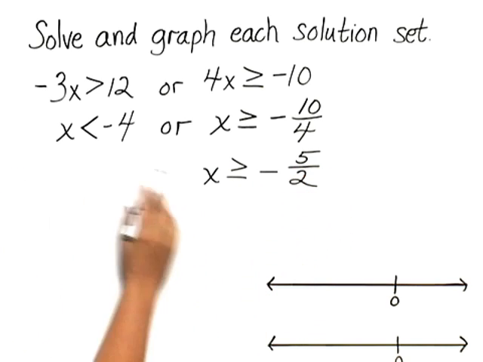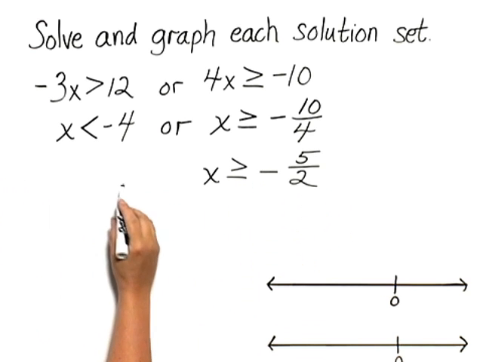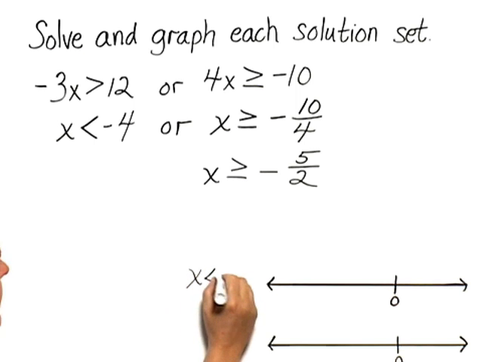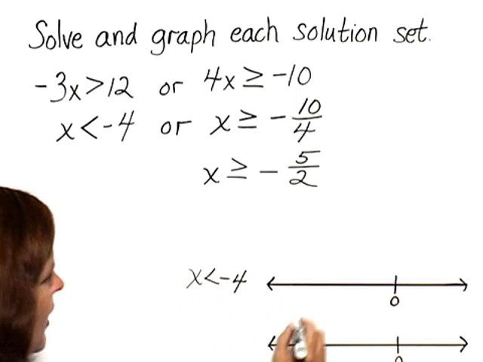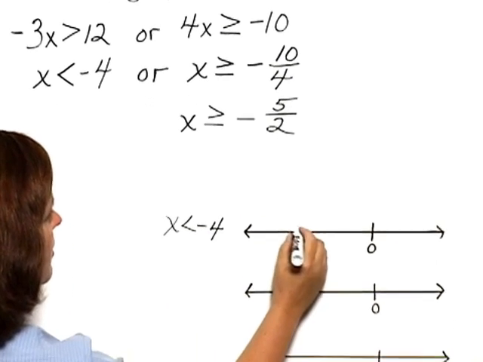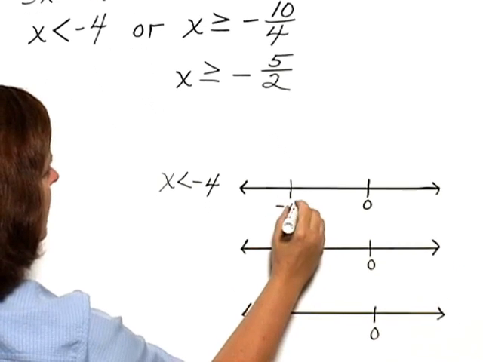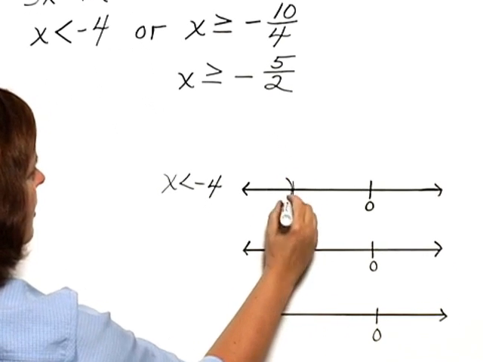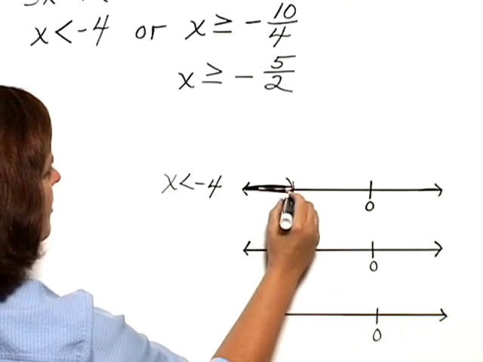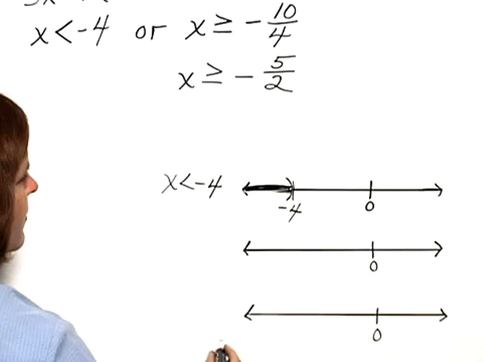Now before we write this as the solution set, let's graph and see what the solution set looks like. To graph it, we can start by graphing each of these inequalities separately. So we'll start by graphing x is less than negative 4. And we mark off negative 4 here, and we shade in the numbers less than negative 4.